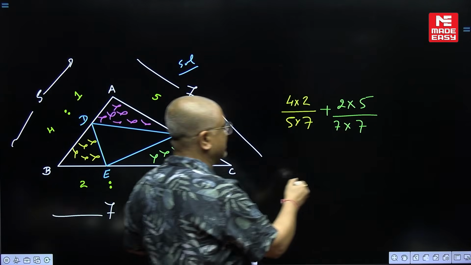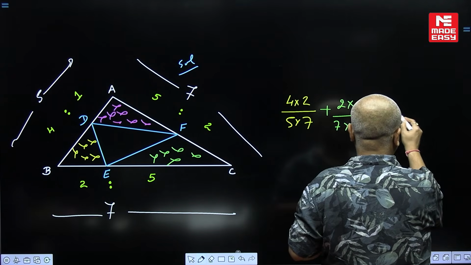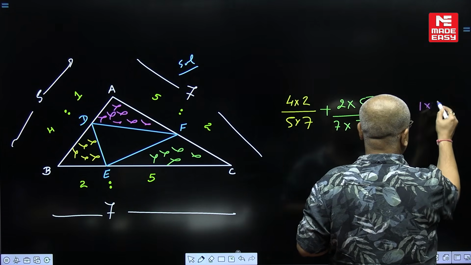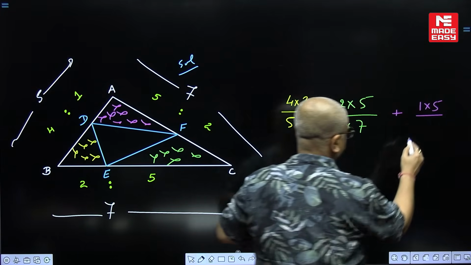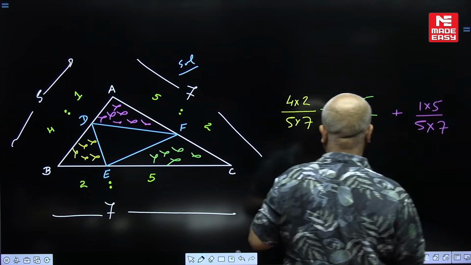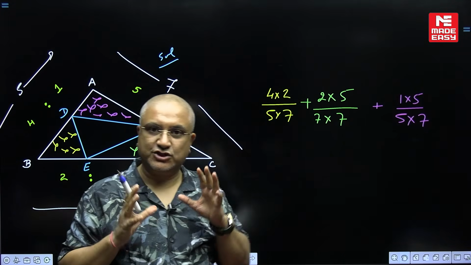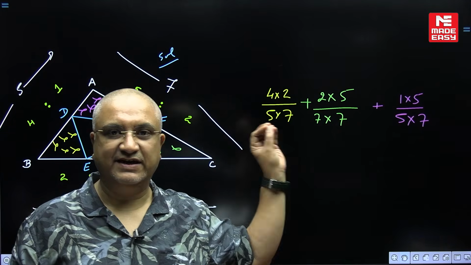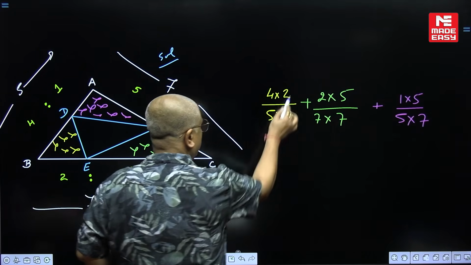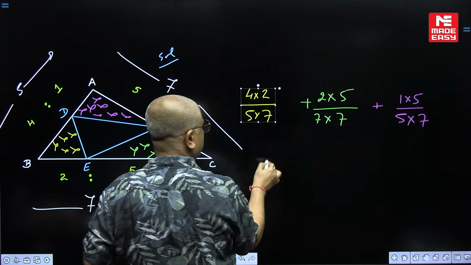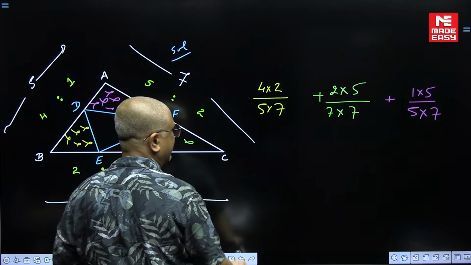Pink will be equal to 1 into 5 divided by 5 into 7. ये सब as a fraction of larger triangle आ चुके. We can write here this fraction of A, this fraction of A, and this fraction of A. Now, remaining is a calculation part of it which everybody will be able to manage.